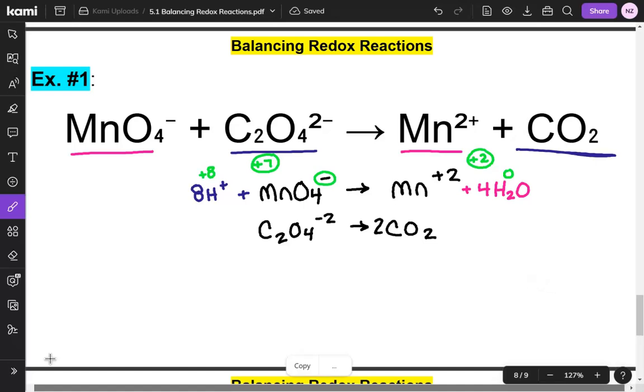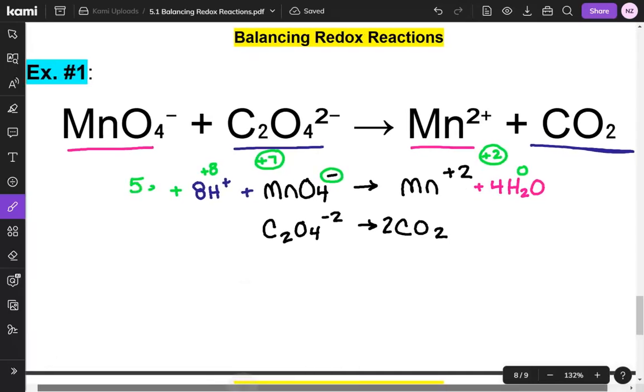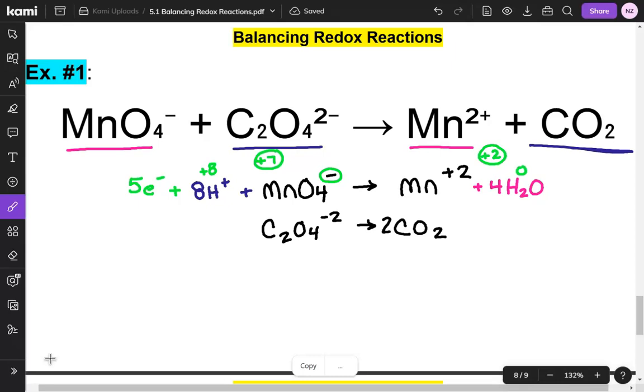Okay, we're going to add electrons. Electrons can bring the number down, bring your charge down. It can't bring the number up. So I can't turn positive 2 into positive 7, but I can add some electrons to the left side, 5 of them in this case. Those 5 electrons will change my charge from positive 7 to positive 2. And now the left side has the same charge as the right side.